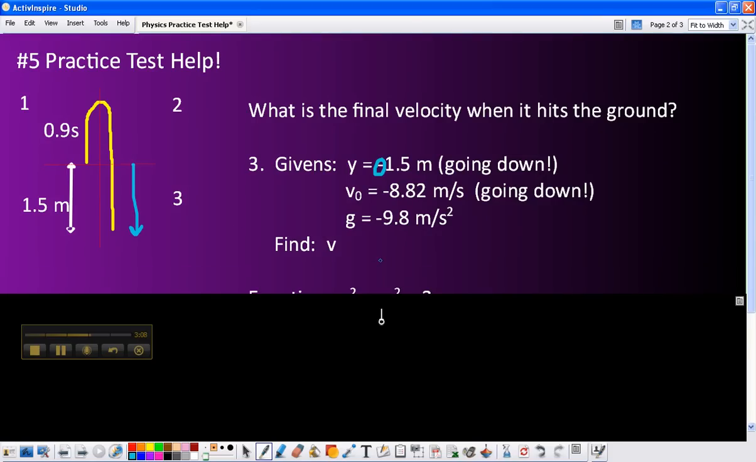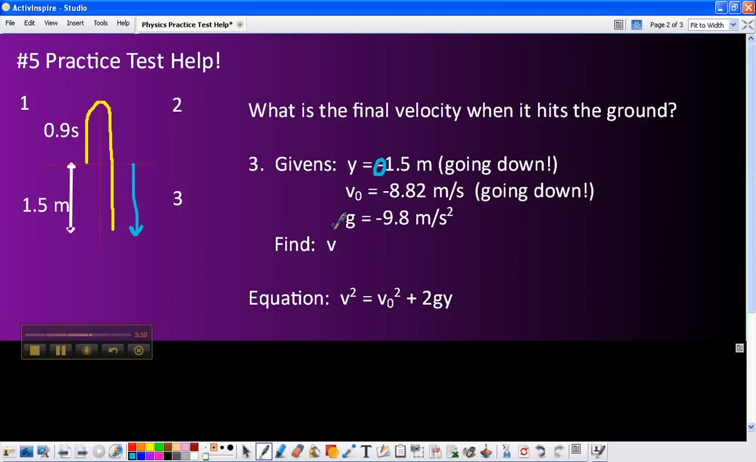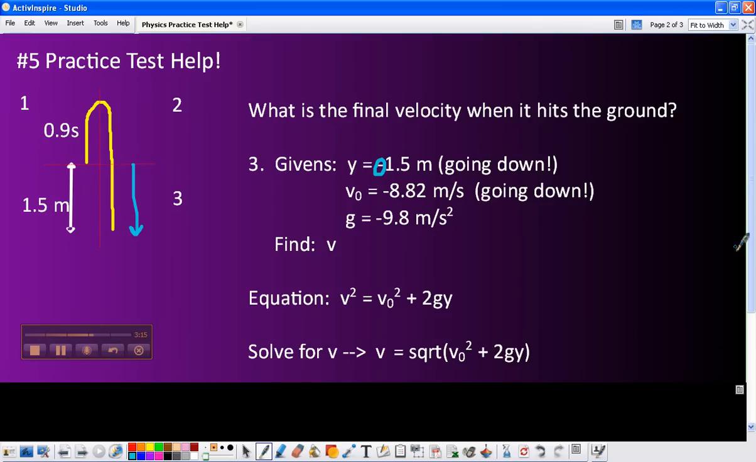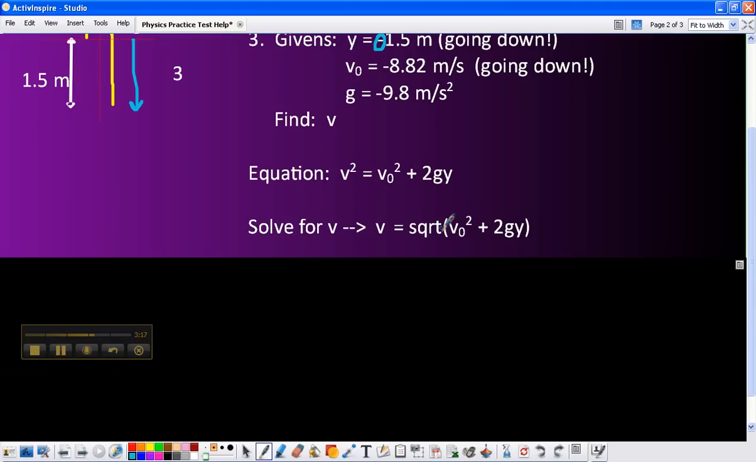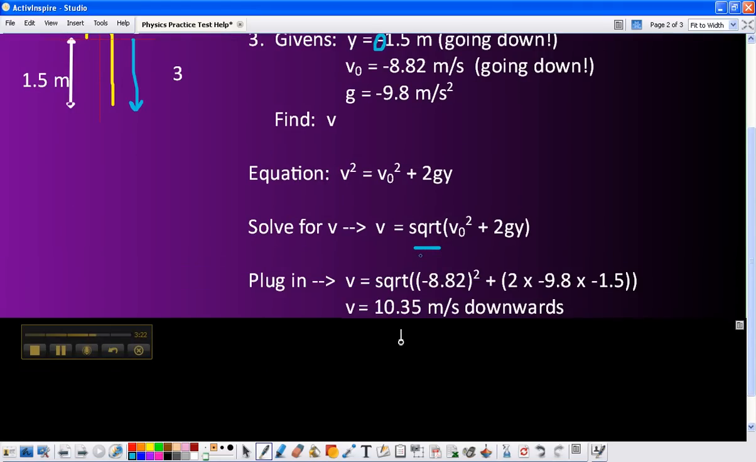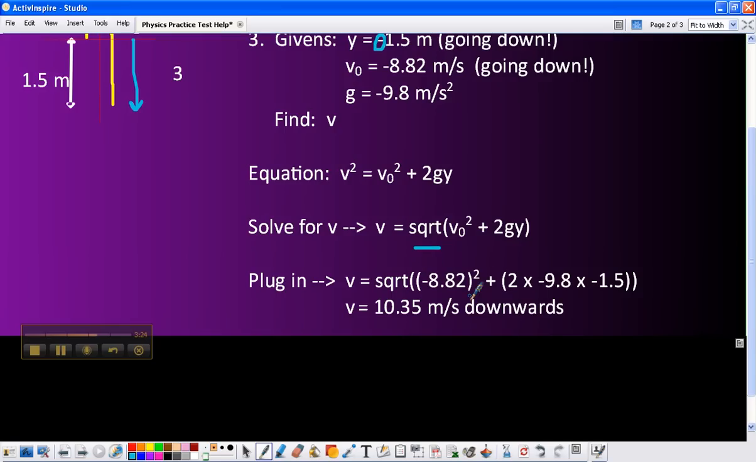So I picked an equation that had all 4 of those things in it. This one's really nice because it's almost solved for v, except I have to square root both sides. No, that is not squirt, that is actually square root. Okay, and so I rearranged things and I plugged in, and I was really careful about using parentheses with my negatives. For this I got my answer to be 10.35 meters per second, and that is downwards. Another way to represent that would be with a negative sign out front. So that's my final velocity right before I hit the ground.